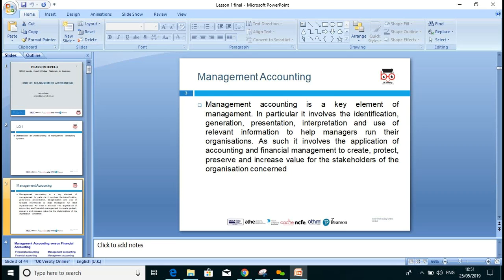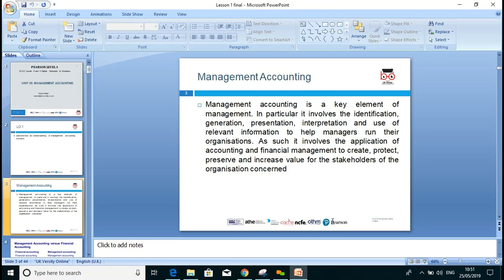The relevant information, whatever we have, if we want to launch a product, we're looking at the relevant information: how much will this product cost us to launch, what will be the outsourcing cost, what will be the production cost, what will be the distribution cost, what will be the advertising cost. So all of which we will forecast under management accounting.